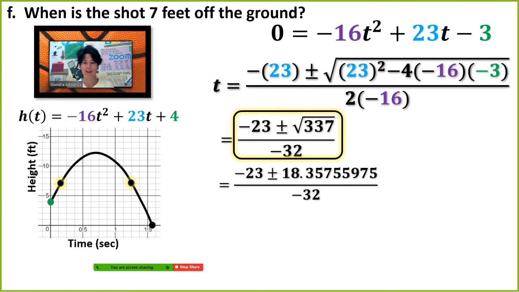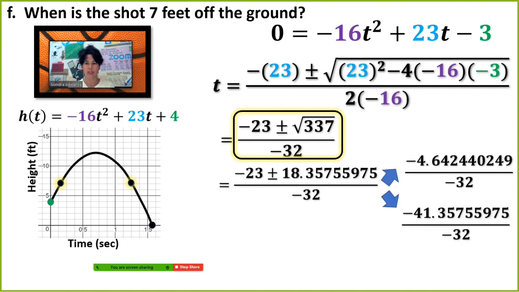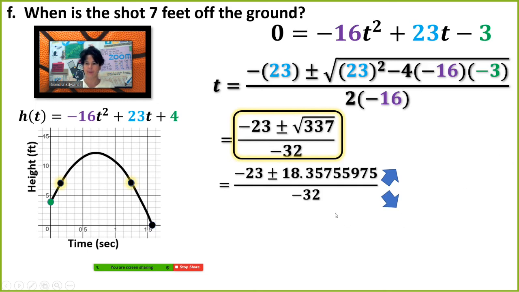I go ahead and find what is the square root of 337, and I get 18.357, etc. And then I break that into two separate problems. Negative 23 plus 18 point something is negative 4.6. Negative 23 minus 18 point something is negative 41. I go ahead and do the division, and I get these values.